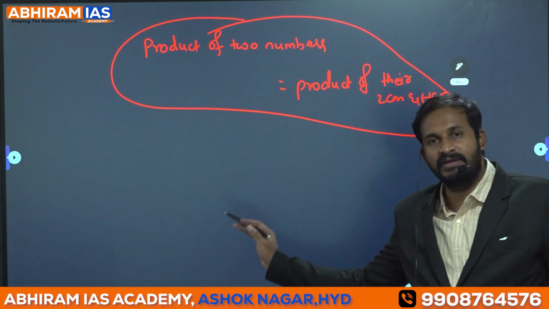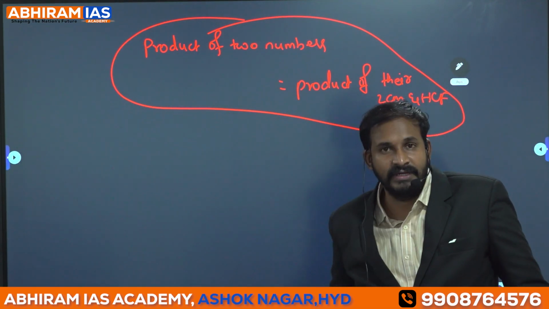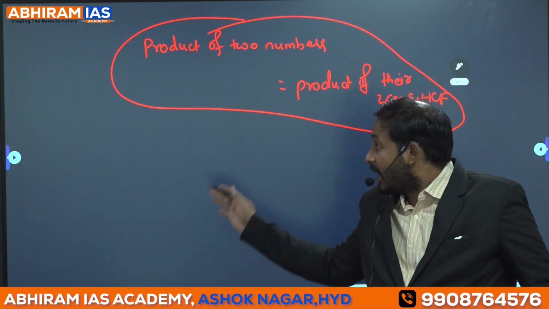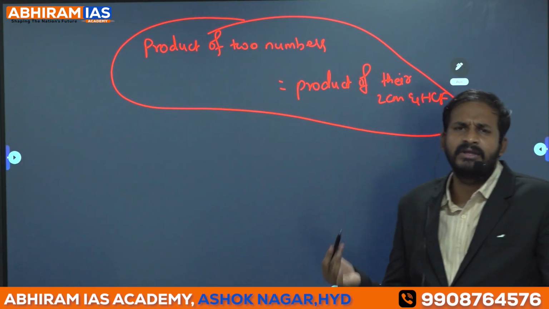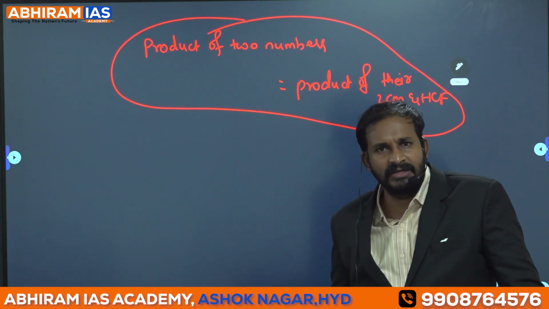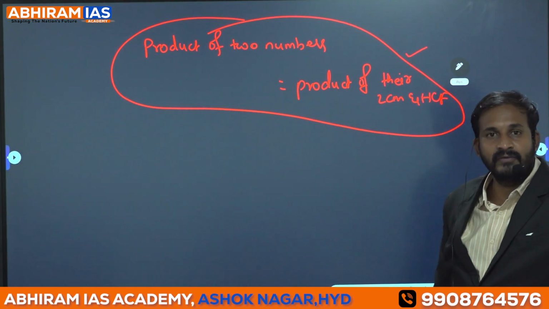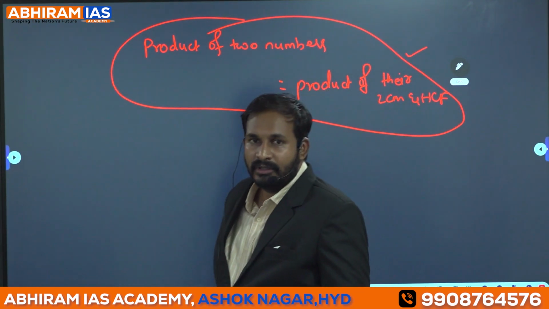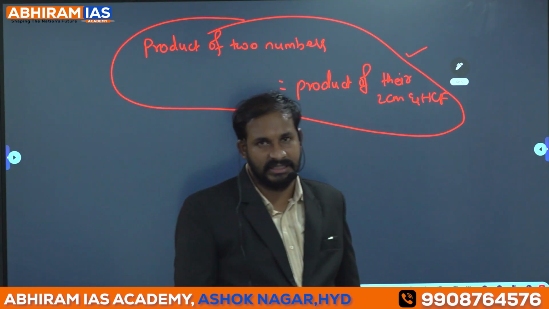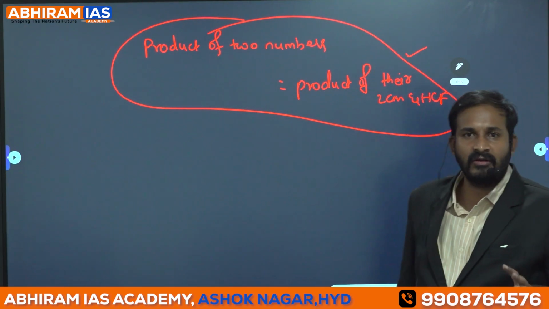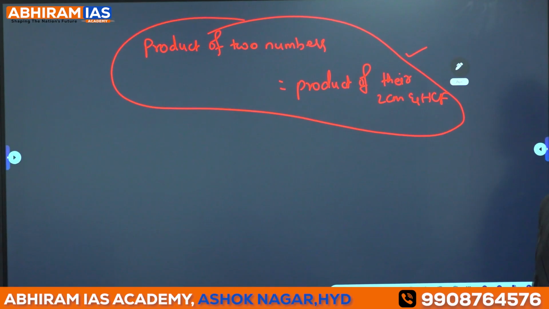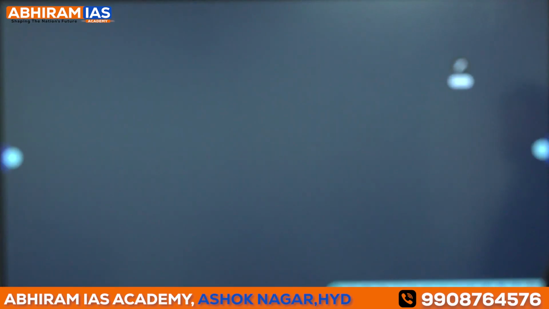To find the LCM, we have one way. To find the HCF, we have one way, and the formulas are for P by Q forms: LCM of P by Q forms and HCF of P by Q forms, and along with that, this one, product of two numbers is equal to product of their LCM and HCF. Okay, right? These are the concepts. Now we will see some of the questions related to this.